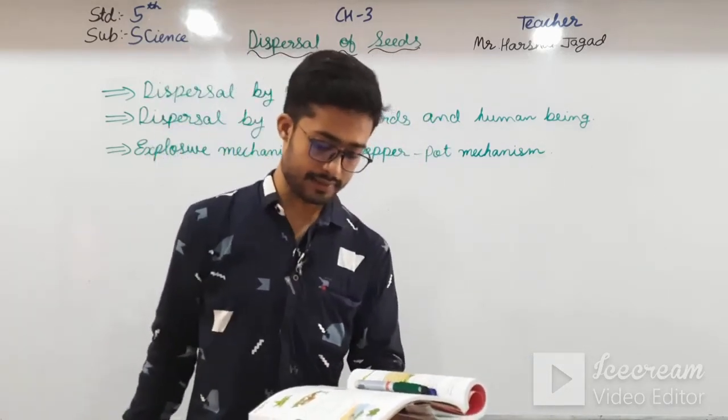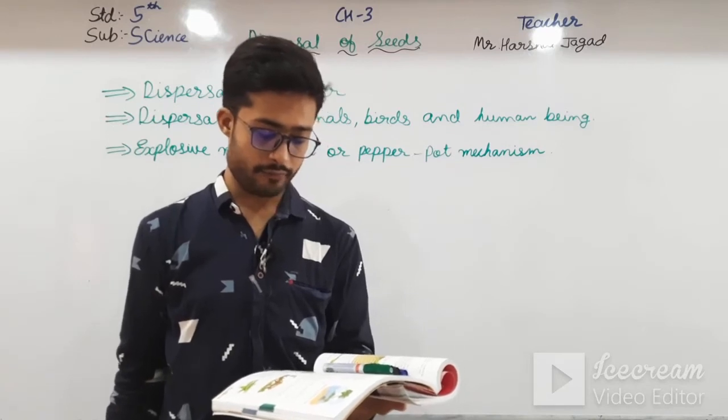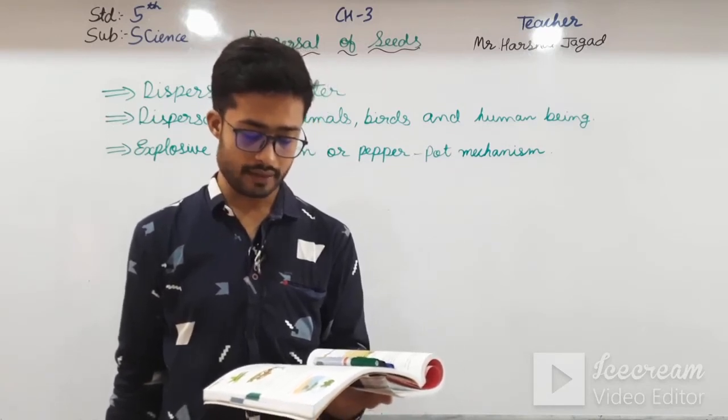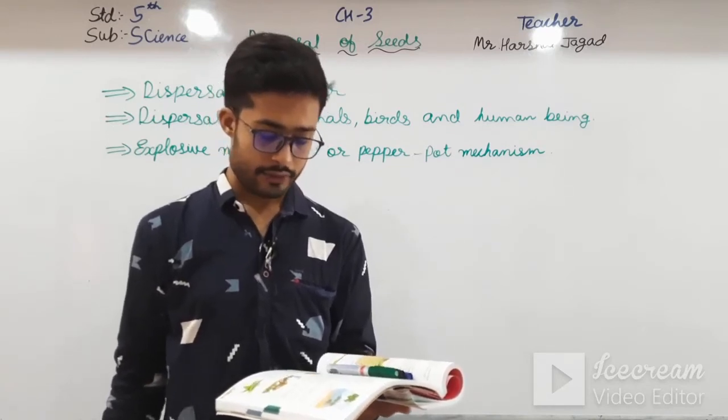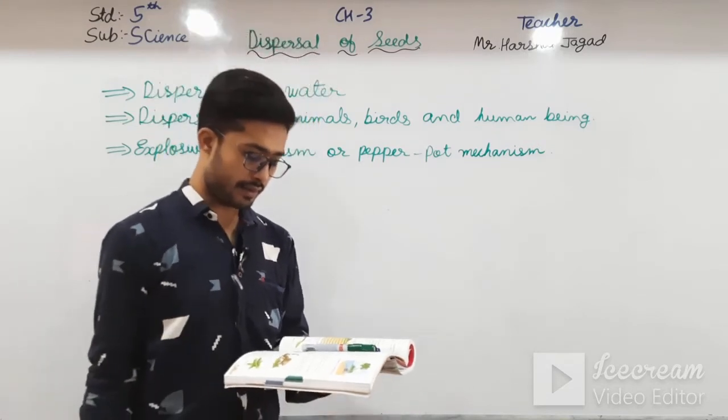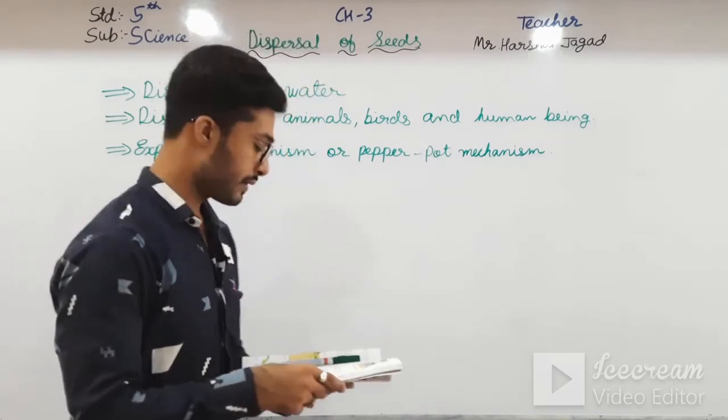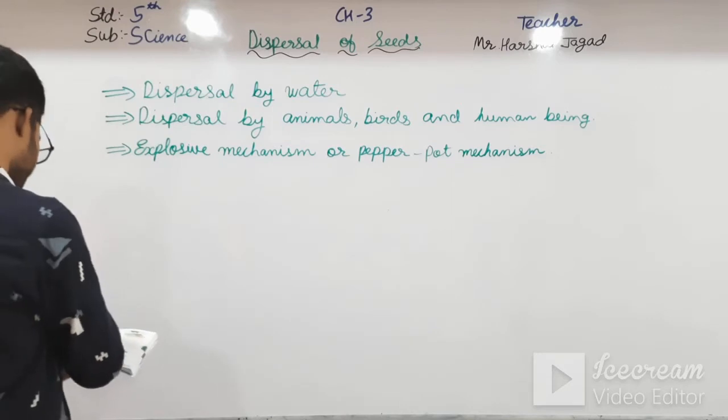See here, plants such as peas have fruits that burst open explosively and scatter the seeds. Such fruits are called pods. See here, I am just writing this.